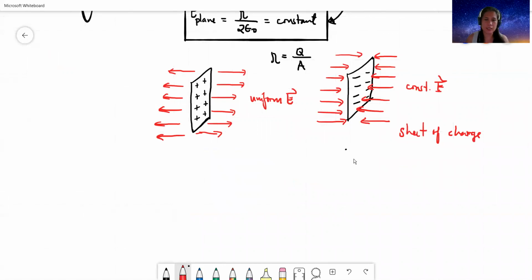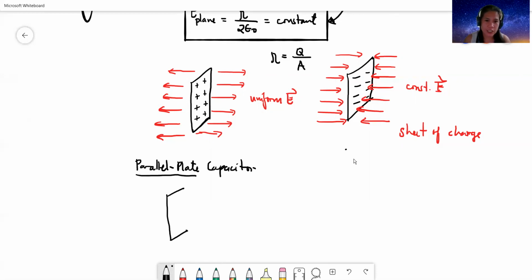That's our next topic after electric flux. So when we discuss the parallel plate capacitor later, from the phrase itself, parallel plate, you have two plates or two sheets of charge that are facing each other, parallel to each other. So let's say you have this sheet here that is positively charged.